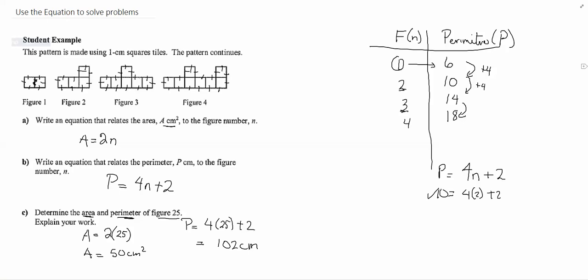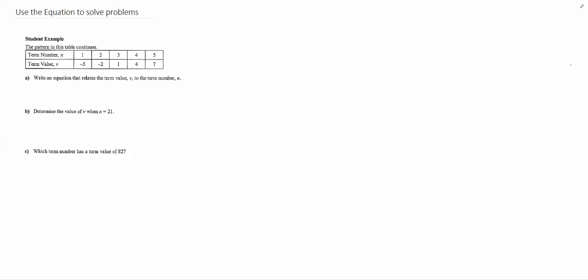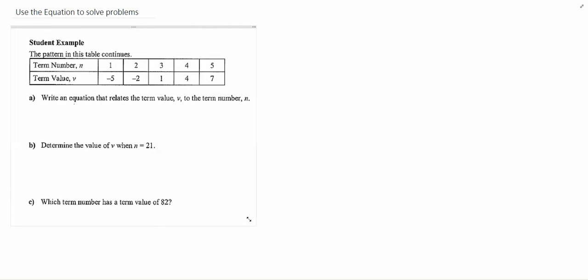Let's try one more example. Again, I'm going to just increase this size a little bit. So our pattern, we've been given a table this time. So we check and make sure that our x values are increasing, and we can see they're going up by 1. And so I can compare here. If I'm going up by 1 on my x, I'm going up by 3 on the y. Each time I'm adding 3.